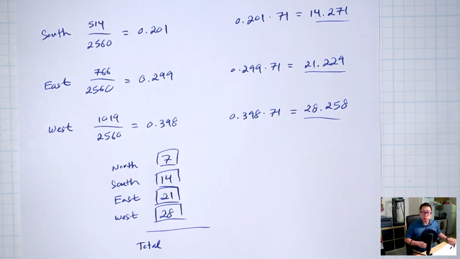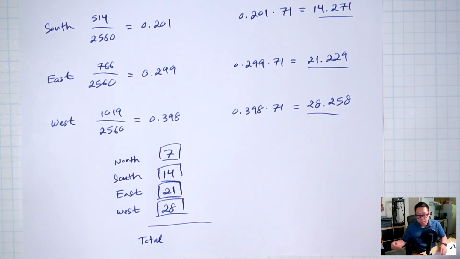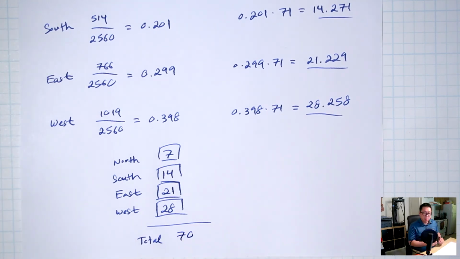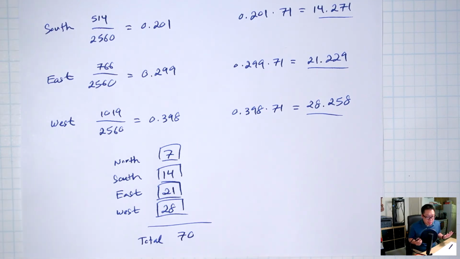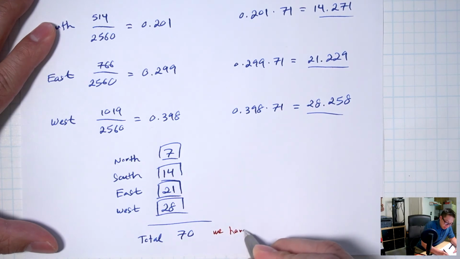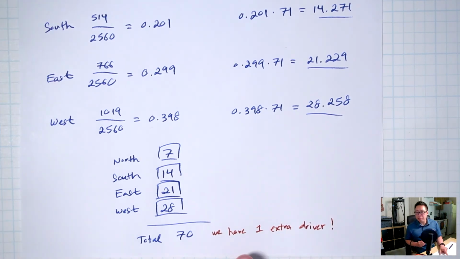7 plus 14 plus 21 plus 28. Okay, I expect it to be the 71 drivers. Is it? 7 plus 14 plus 21 plus 28. 70. That's a problem. I expect this to be 71, right? So, which means I have one extra driver left.